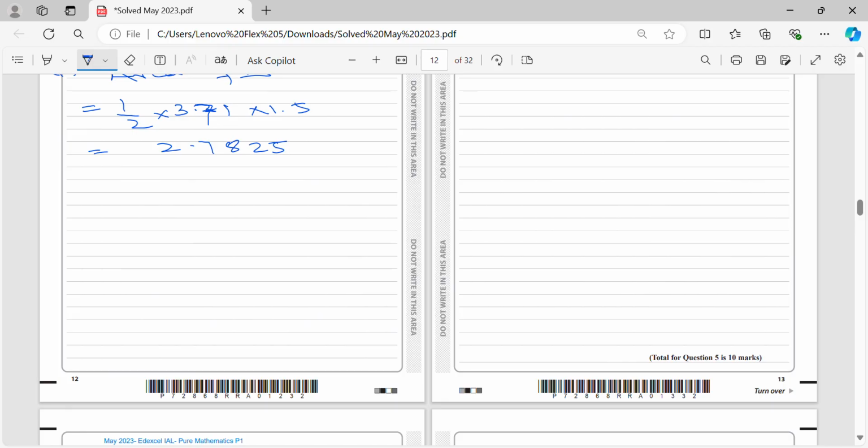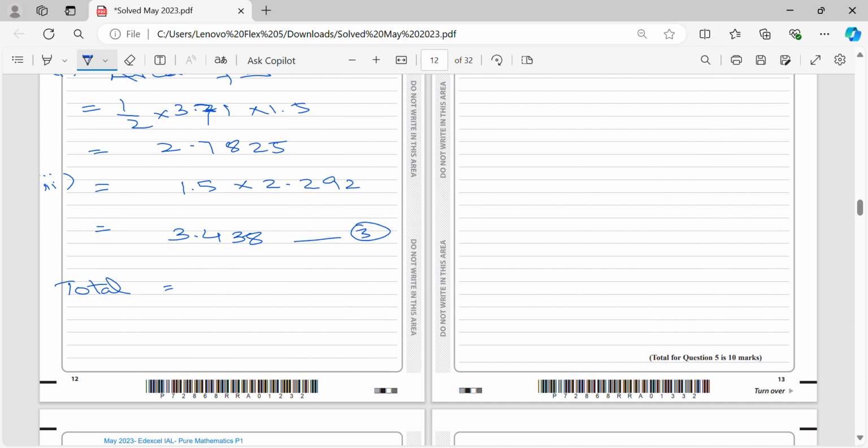Now it's time to find the area of the rectangle. Area of a rectangle is length times width. So 1.5 multiplied by 2.292, and that is 3.438. Total area, add up all these three.